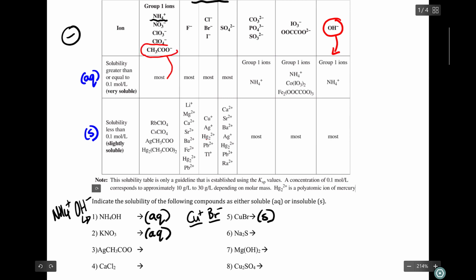All right, it is soluble with almost everything. We just got to double check that it's not insoluble with something down here. Oh, there is this very specific one. It is insoluble with silver.